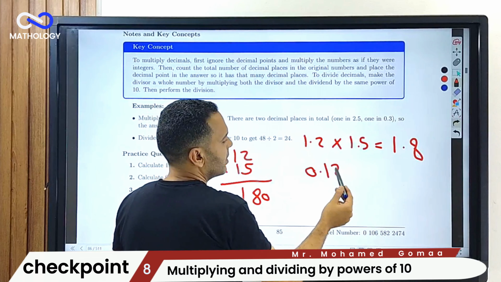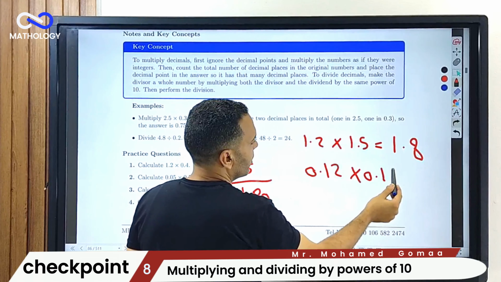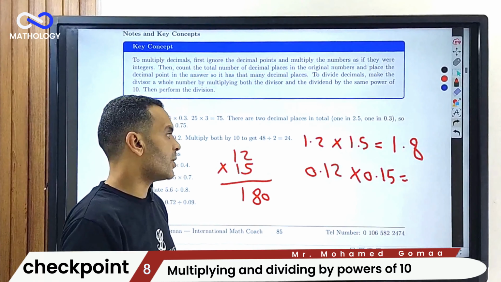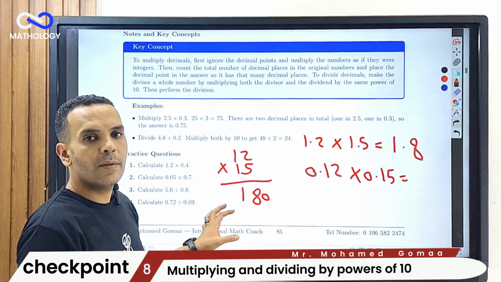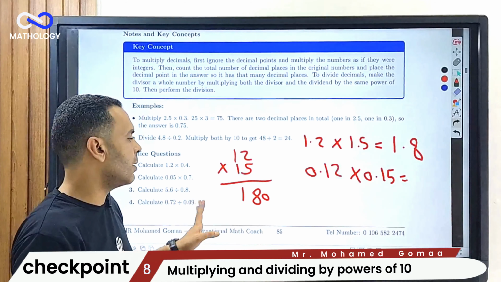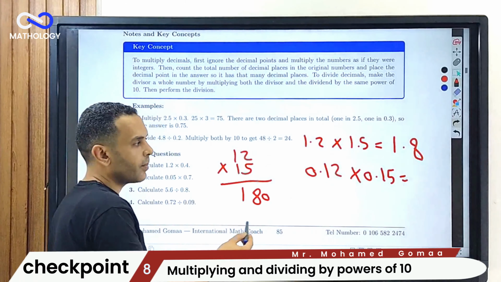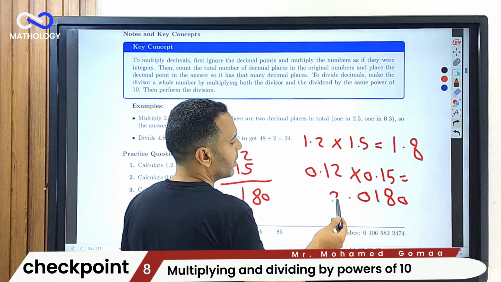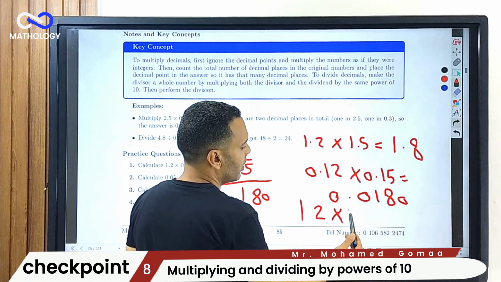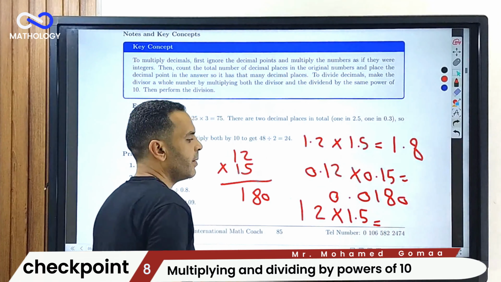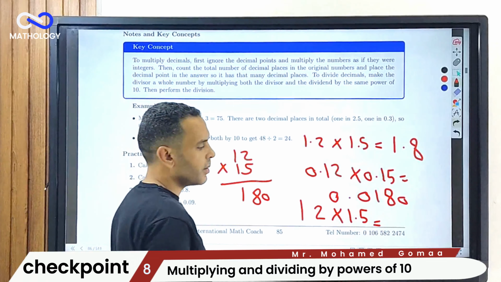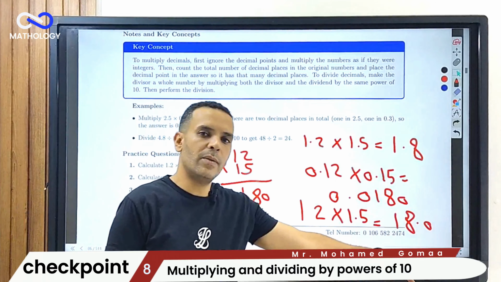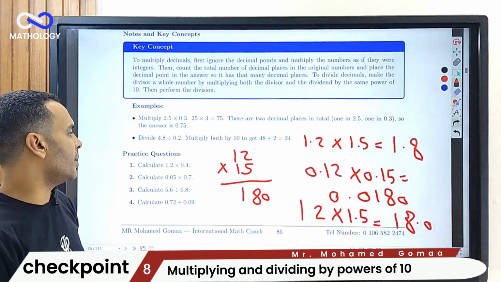If I said 0.12 multiplied by 0.15, the decimal point is after two digits from the right here, and after two digits from the right here, so put the decimal point after four digits from the right in the result. Here we have three digits, so put a fourth digit, 0, on the left, and put the decimal point. If we have 12 multiplied by 1.5, here we have just a decimal point after one digit, so it will be 18.0, which equals 18.